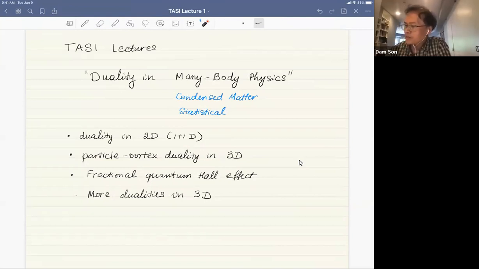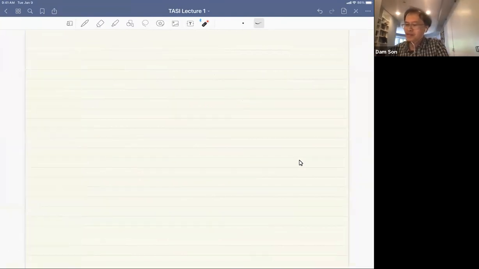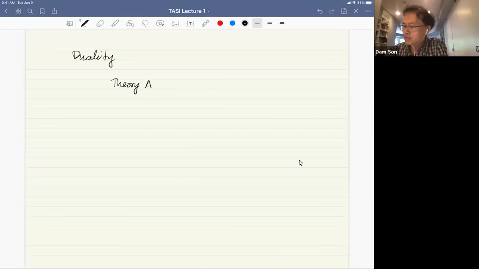So let's first settle on the terminology. When we say duality, it means that there are two theories. Let's call theory A equivalent to theory B, though these two theories look different in their formulation. And when we call them equal to each other, in fact, this equal sign has two different meanings that we need to distinguish. And we will see these two different ways that dualities are realized.